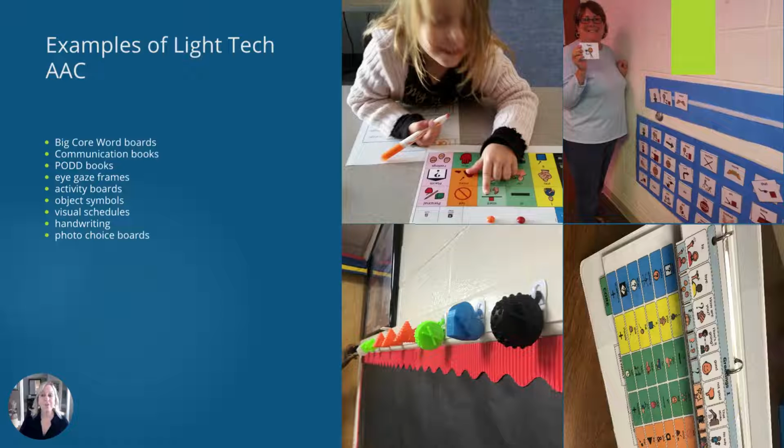Some examples of low-tech or light-tech AAC options include things like big core word boards that you might hang in your classroom, a communication book or board, pod books, eye gaze frames, activity boards, object symbols. Pretty much anything that you use for communication involves some type of material, but it's not electronic. These are communication methods that are used for the student to communicate to us and to participate, and for us to communicate back to the student to increase their comprehension.